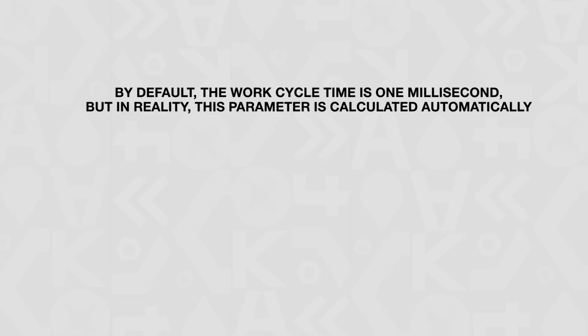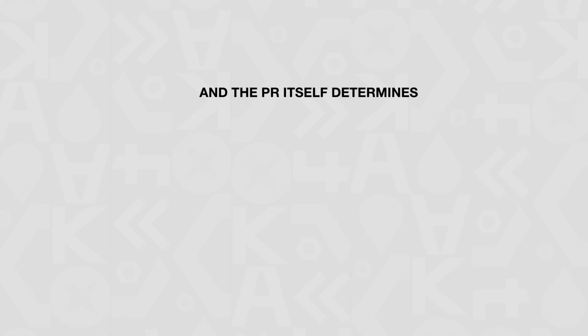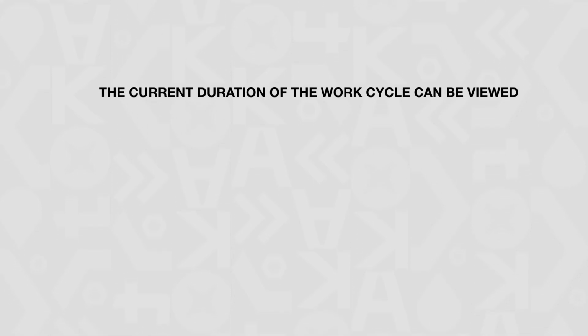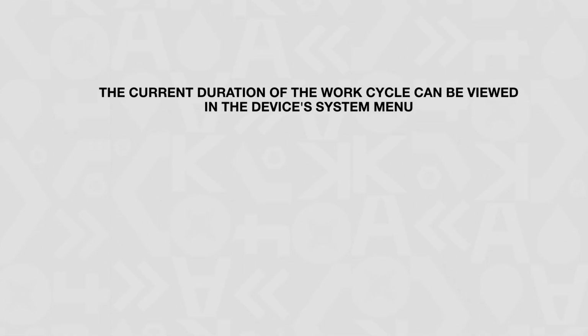By default, the work cycle time is 1 millisecond, but in reality this parameter is calculated automatically and the PR itself determines how much time is needed to complete one cycle. The current duration of the work cycle can be viewed in the device system menu.